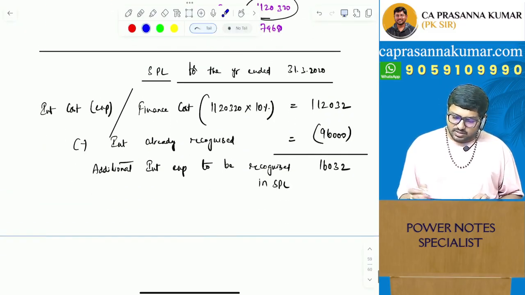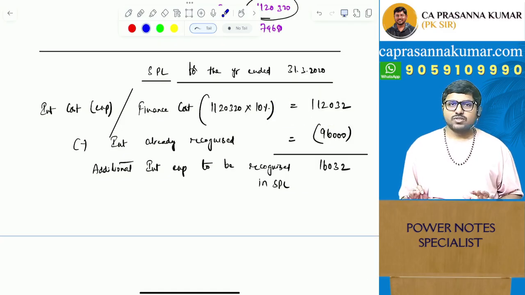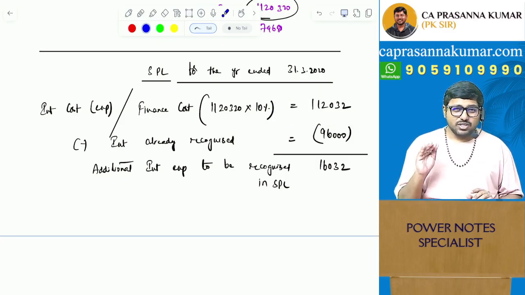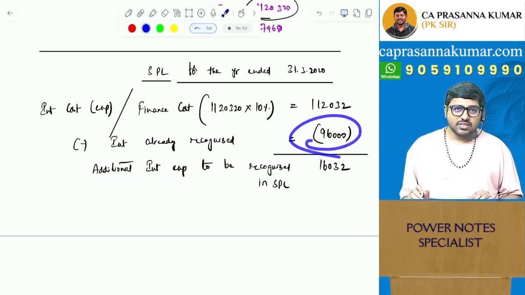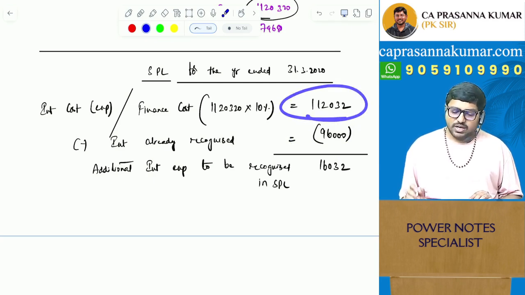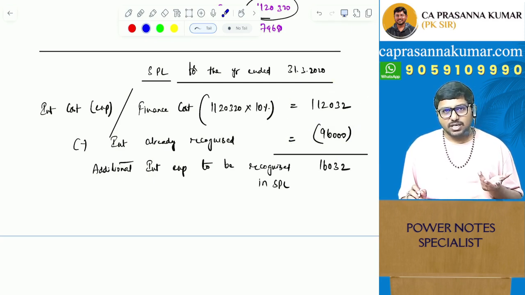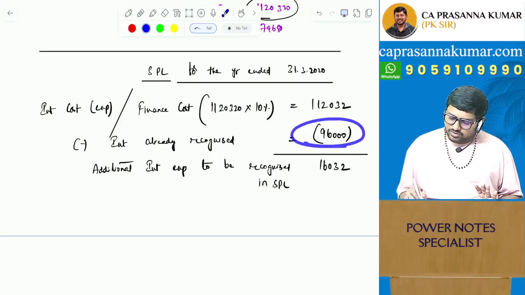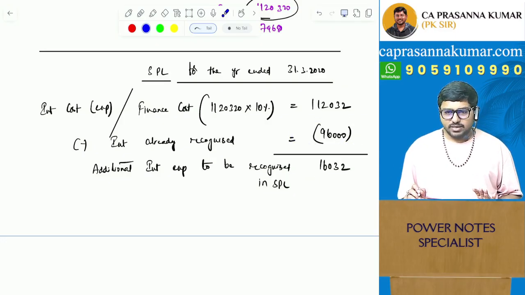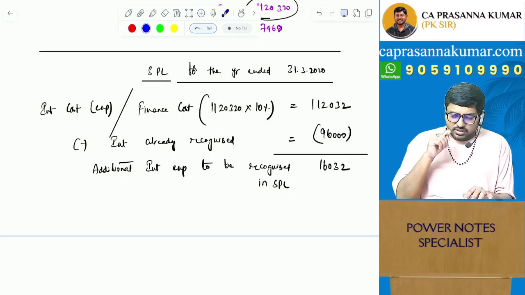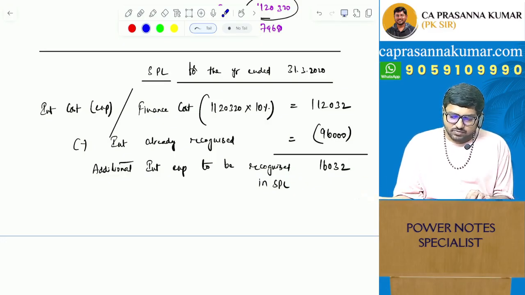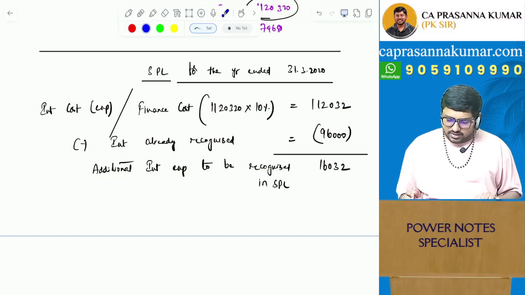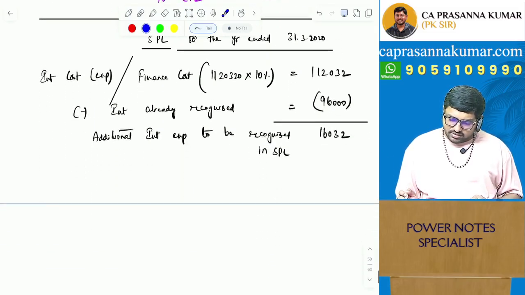Simple. So usually we'll just write 1,12,032 and we'll leave it, Nana, because in the question he told you that already this much has been recognized. Therefore, again, if I recognize 1,12,032, then I'll be doing doubling effect. You understand the point? Therefore, this much you reduced and this net amount only you will be taking back. You got the point? Yes, everybody, right?